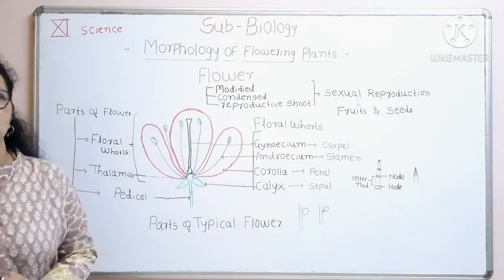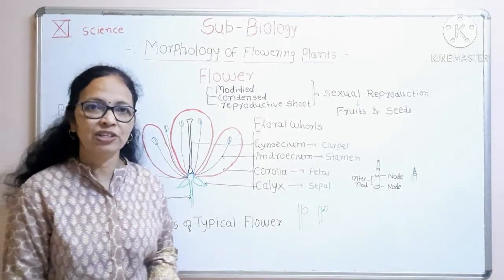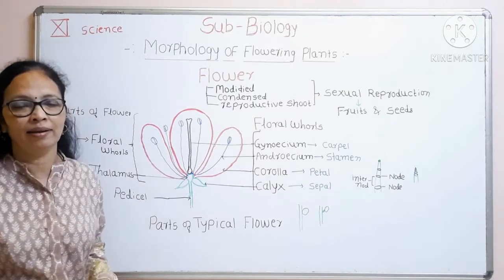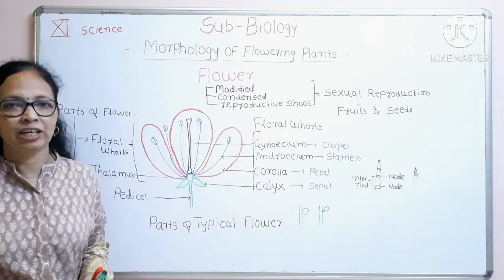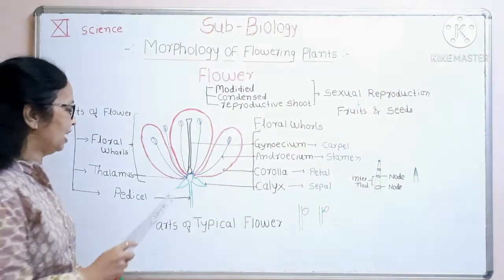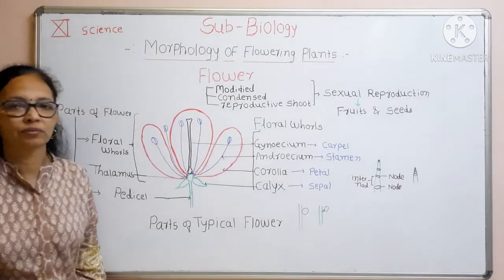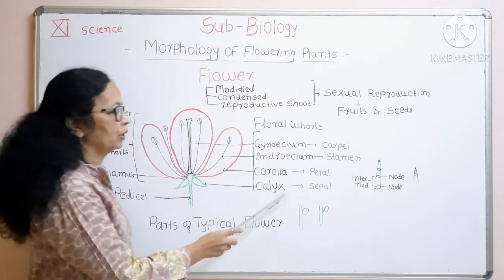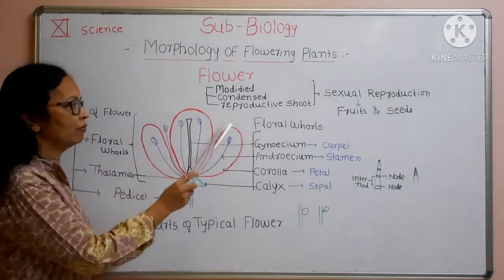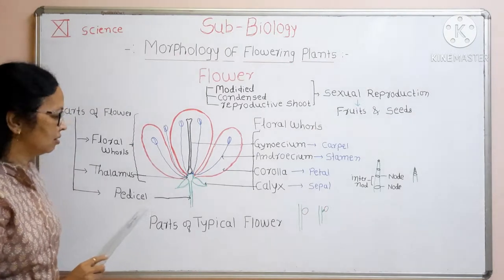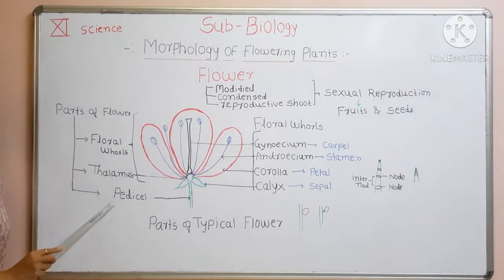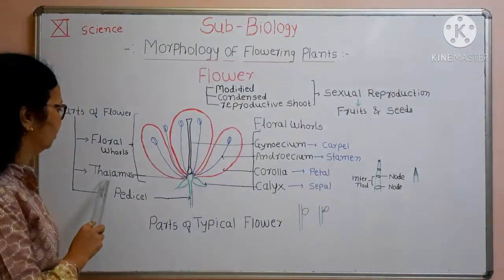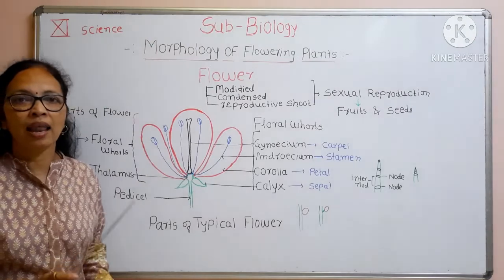Okay, what are the functions of pedicel? So here, first function is it raises the flower at desired level for the process of pollination. Another function is conduction of water and food from stem to the developing flower. So this is the function of the pedicel. Okay. Then the next part is called as a thalamus.